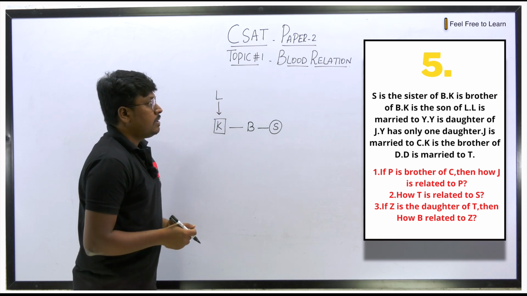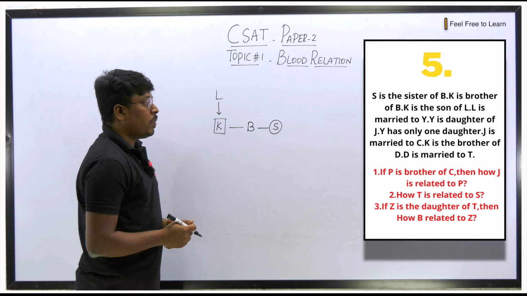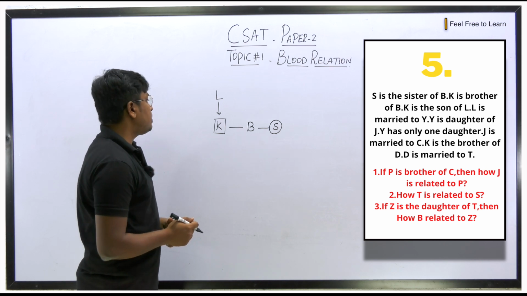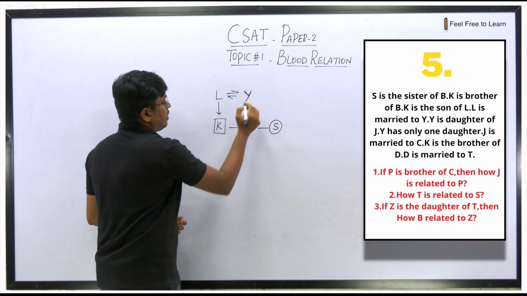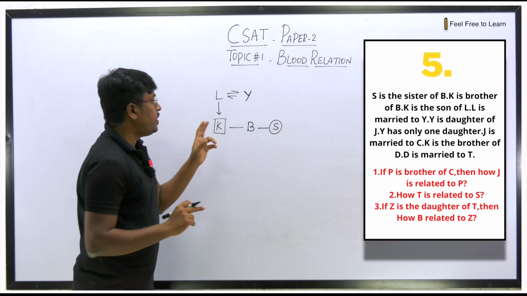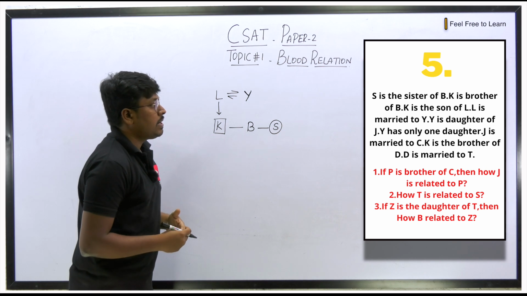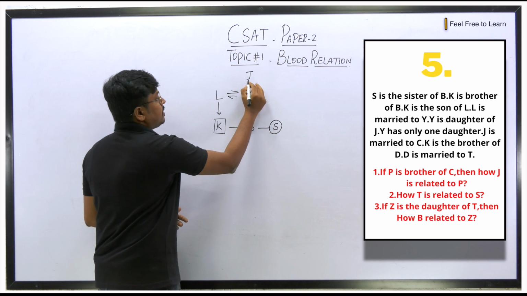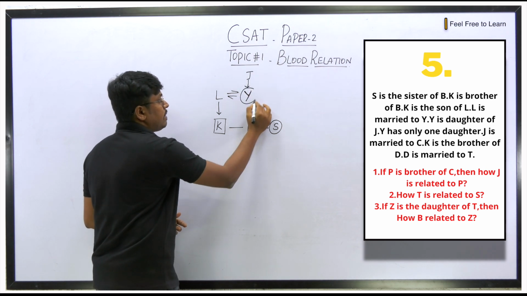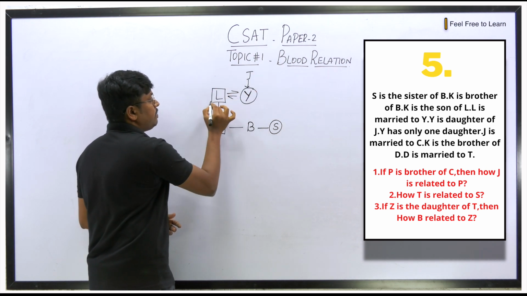So next point, L is married to Y. L is married to Y, but we don't know the gender of both the persons, right? Okay, so L and Y are a married couple, but we don't know both the persons' gender. So next point, Y is daughter of J. So J's daughter is Y. So if J's daughter is Y, then it's a female person. So definitely L will be the male person.